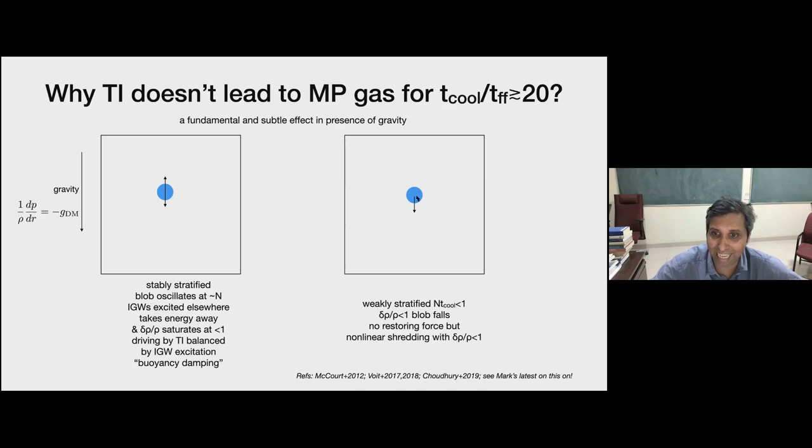Even in this case, as the blob falls, even though there are no restoring forces, you have local shredding of this blob because it's moving relative to its surroundings. So this is sort of like a local cloud crushing setup where the density perturbations are small. In both cases, you can suppress formation of multi-phase gas if the background cooling time to free fall time is larger than this threshold.